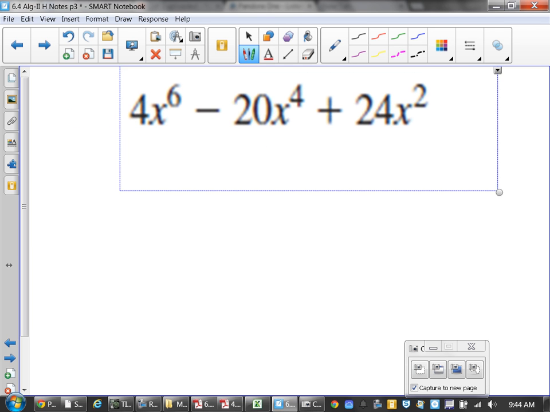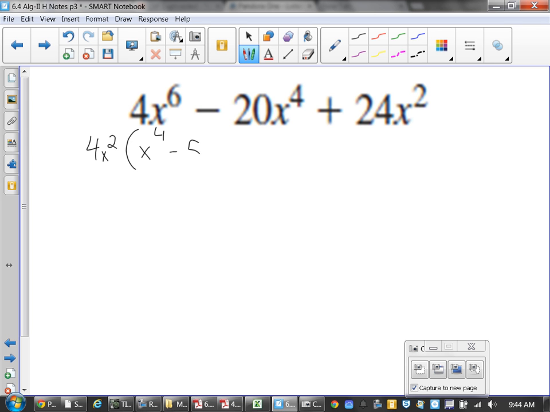4x squared. It's always your first rule, if possible. There is a GCF. 4x squared. Very good. I could factor out a 4x squared, right? Yes. Okay. If I factor out a 4x squared, what am I left with? x squared, x squared, 5x squared, plus 6. Okay.